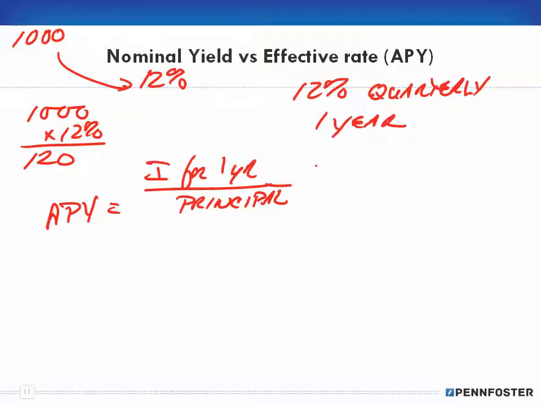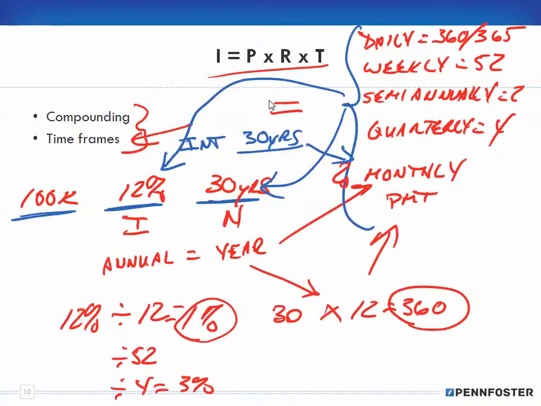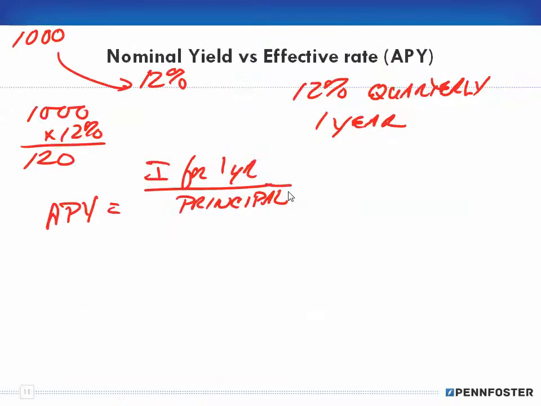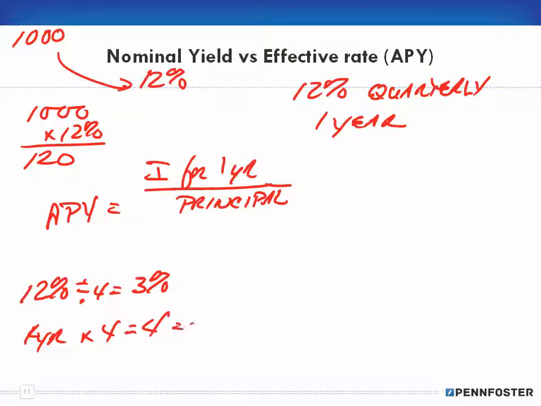Okay. Well, now what do I need to do? Now I need to go back and do this conversion that I was talking about here, because I'm talking about a quarterly time frame, not a yearly time frame. So I need to take my 12% and divide it by 4 to get 3%. And my 1 year, I'm going to multiply by 4, because remember, quarterly is 4, and that means my number of periods is going to be 4.